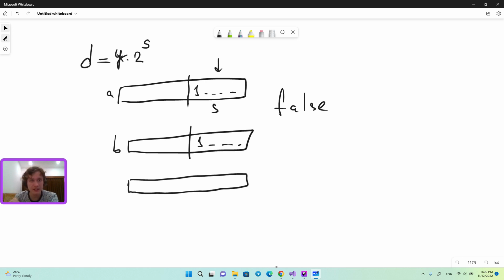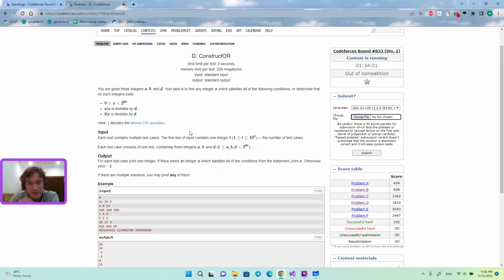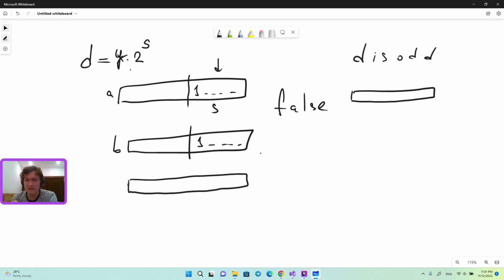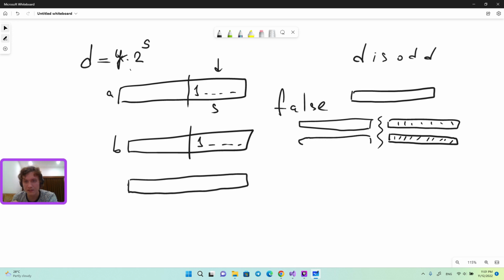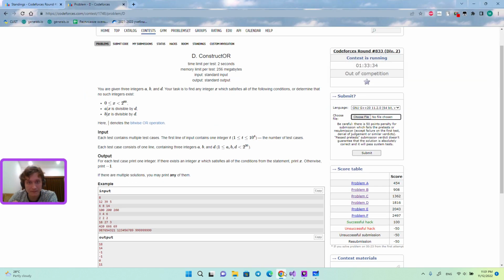In this case, we can divide everything by S, so we can assume that now D is odd, and A and B are some numbers. What do we know about these numbers? A and B are at most 2 to the 30th. In this case, we do not care about these numbers. We can just put all ones, and the rest is to make some number here such that this is divisible by D. And this is quite easy.